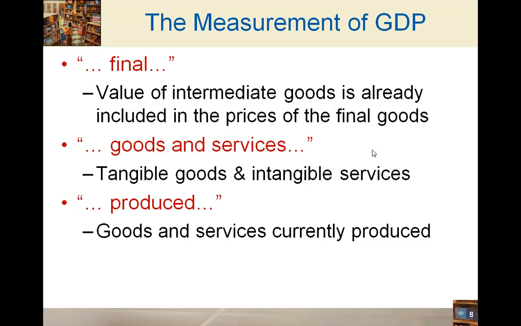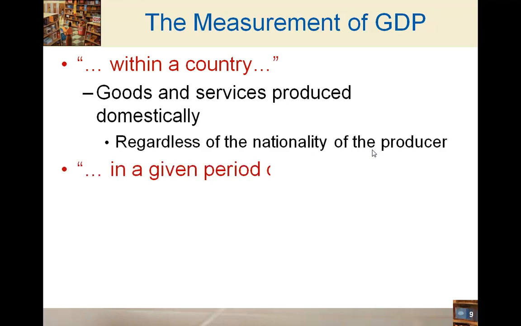Goods and services. So what we mean here is the tangible goods and intangible services. We've gone through what that means. Produced in a country. It means that they are actually produced within the boundaries of that country. Notice it's regardless of the nationality of the producer. So when Toyota produces trucks in the US, then that's part of US GDP. If Ford produces cars in Europe, that is not part of US GDP because it's not produced within the borders of the US. It's produced by a US company, but if that US company does the production outside of the US, then it's not in US GDP.